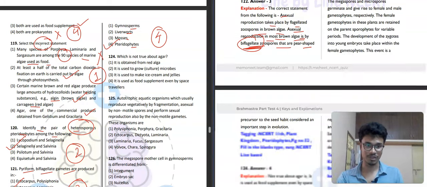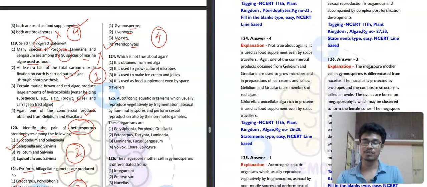Moving towards the next question, 124. Okay, so it is saying which is not true about agar. Which is not true about agar. And the options given are, it is obtained from red alga.